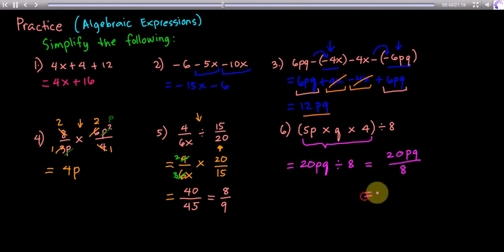Or, we could simplify this 20 and 8. If we're having 20 and 8, this is divisible by 4. So if we divide this by 4, this is 2, and this will be 5 on the numerator. So the result is 5pq over 2. Alright, let's proceed to the next one.